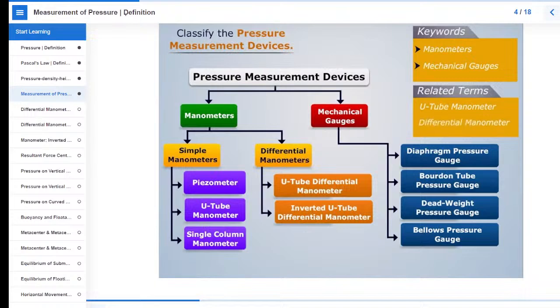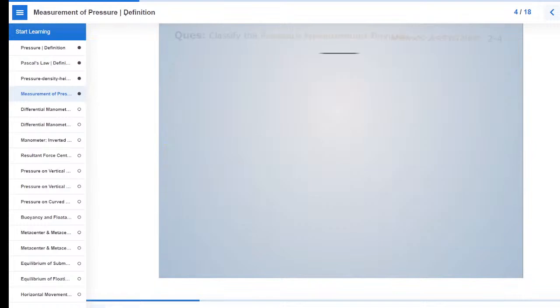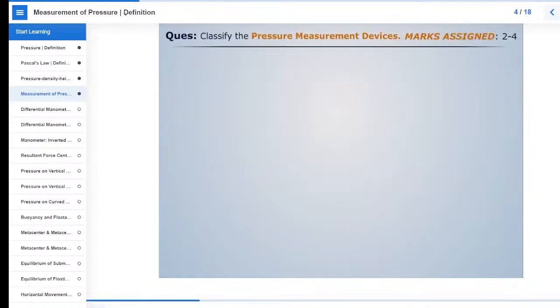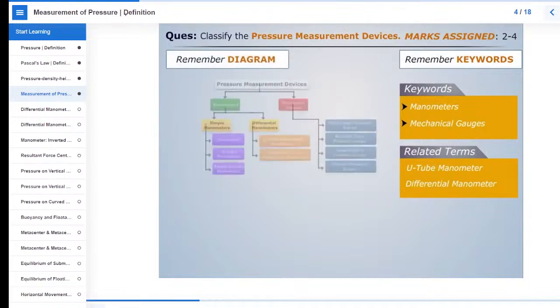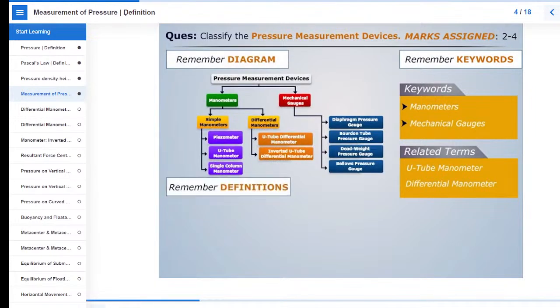And differential manometer. Question. Remember keywords. Related terms are: remember diagram, remember definitions.